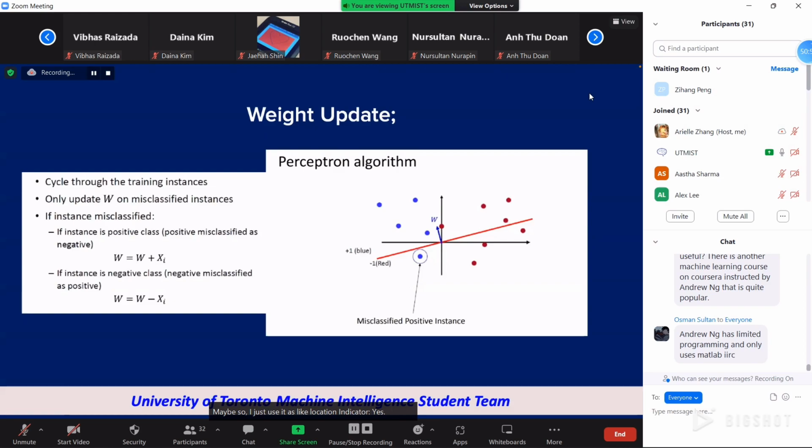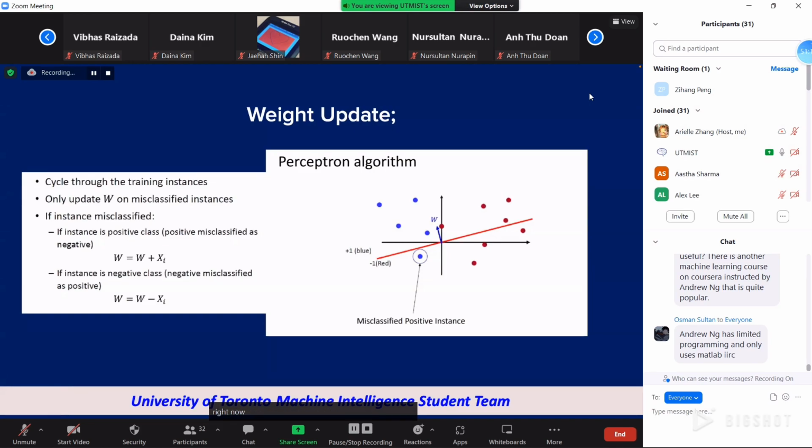Yes. Like here, you say that W equals W plus xi. xi is the vector of that point, right, which is outside the line. Yes. And then you add the vector to the W vector. Shifted. Yes. I will demonstrate how exactly we do it.